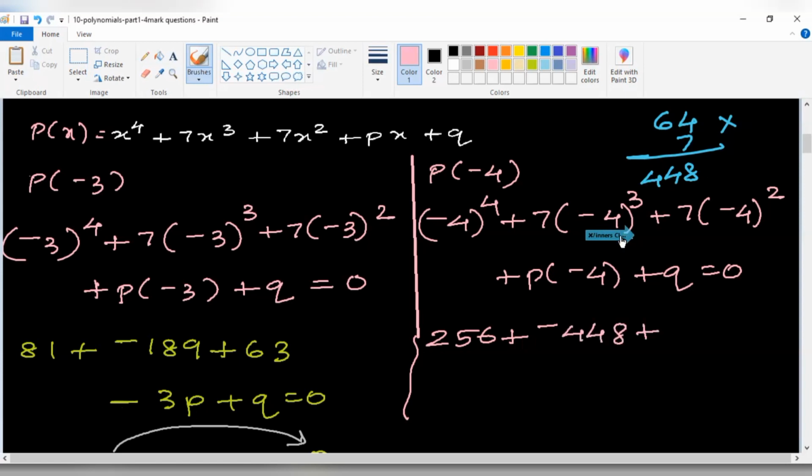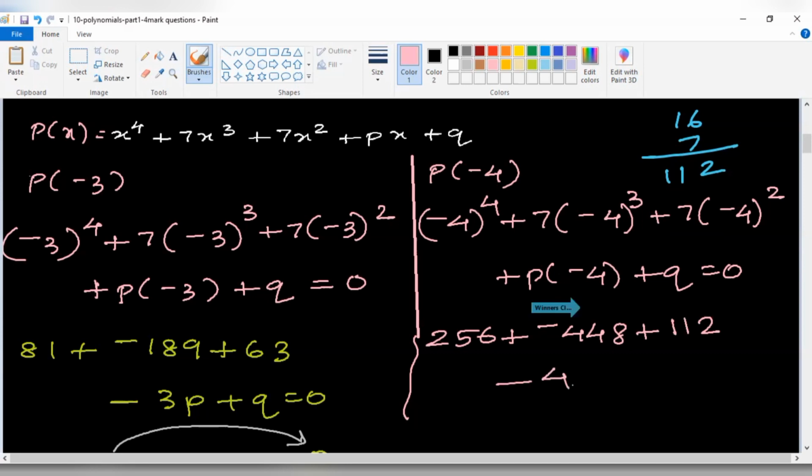Then plus, see, negative 4 raised to 2 is positive. 4 into 4, 16. 16 into 7, we have to do 16 into 7, that is 112. And it is positive. So plus 112. Then here it is negative 4p plus q equal to 0.